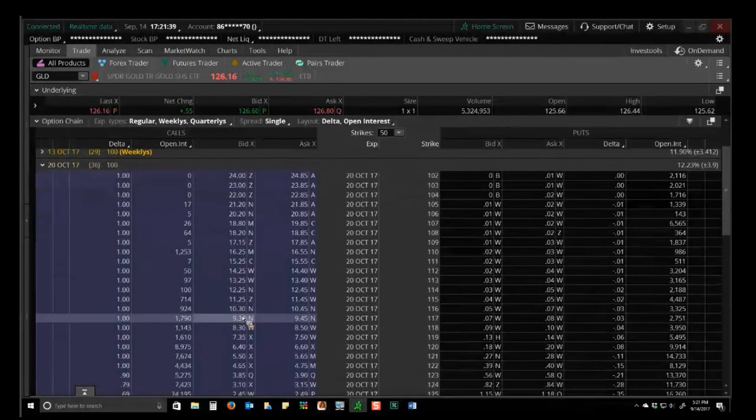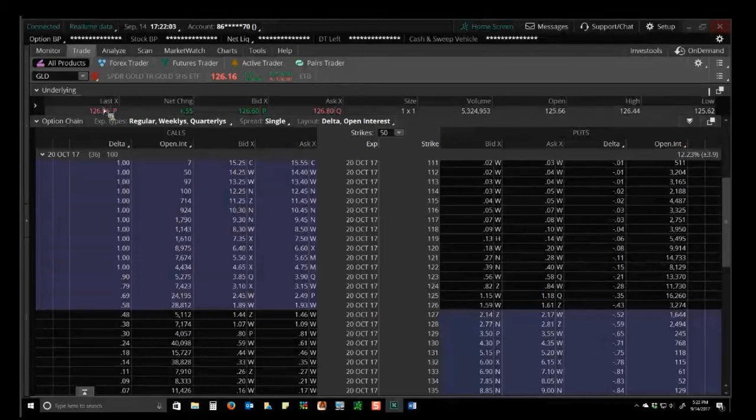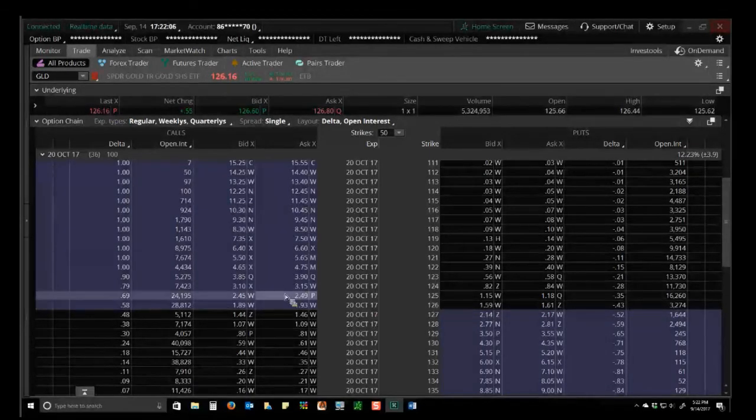If I look at October here, this has strike prices in $1 increments. Do you see how the strikes are every single dollar? I don't want to do a $1 wide spread. I don't want to buy 126 and sell 127. Here's a rule of thumb. I would do $3 wide spreads at a minimum when you have strikes every dollar on a stock that's around 126 bucks.